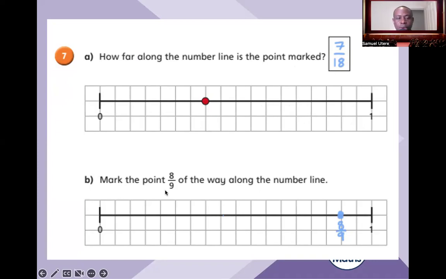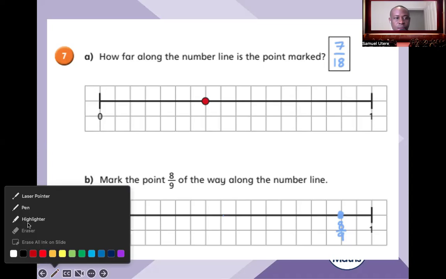Then you were asked to mark the point 8 over 9 of the way along the number line. It has to be there, right? Because we have 1, 2, 3, 4, 5, 6, 7, 8, 9, 10, 11, 12, 13, 14, 15, 16, 17, 18. So we have 18 intervals. Now, along here, we have 16 over 18. Yeah, so this is our 16 over 18 position. If we simplify 16 over 18, you would see that it simplifies to 8 over 9.